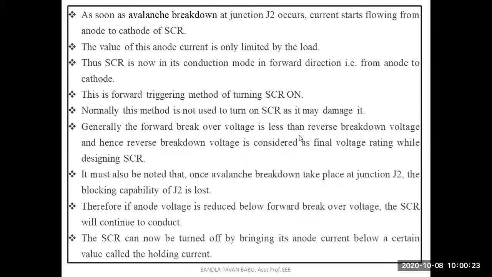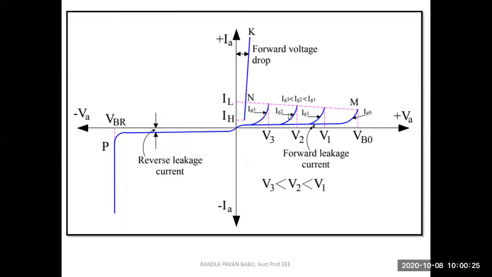So what I would like to conclude here is that in gate triggering, if I keep on increasing the gate current, the forward breakover voltage will be reduced to a minimum value, and finally when it reaches the maximum gate current, this junction J2 will disappear. I mean this layer width can be reduced, and J1, J2, J3 come to the forward bias condition, so that the anode current flows from anode to cathode. So finally the switch is turned on here.